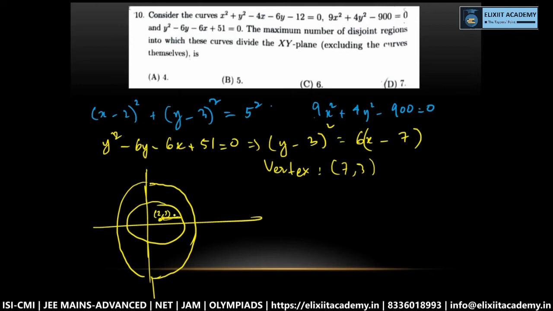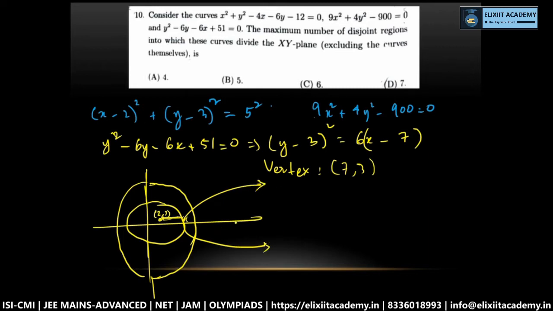In case you have this parabola with vertex at 7, 3, the parabola will pass like this. Because the vertex is at 7, 3, obviously the parabola will pass like this.